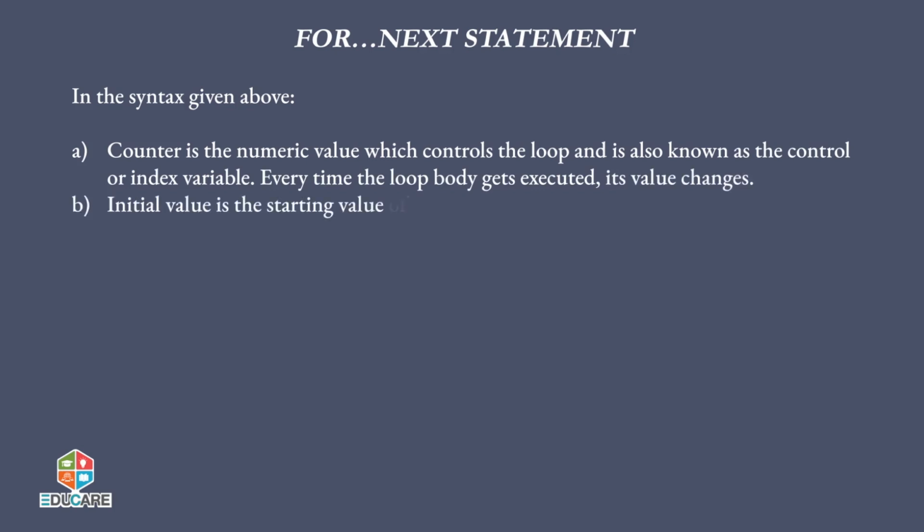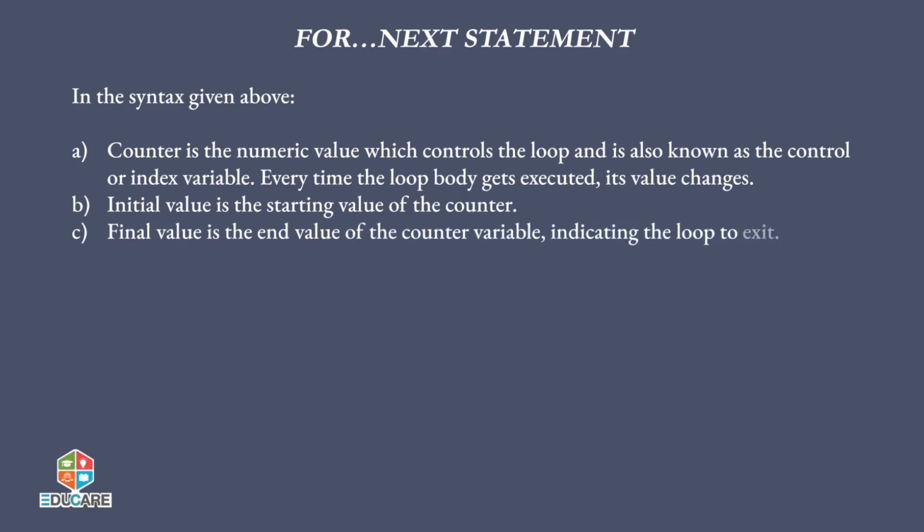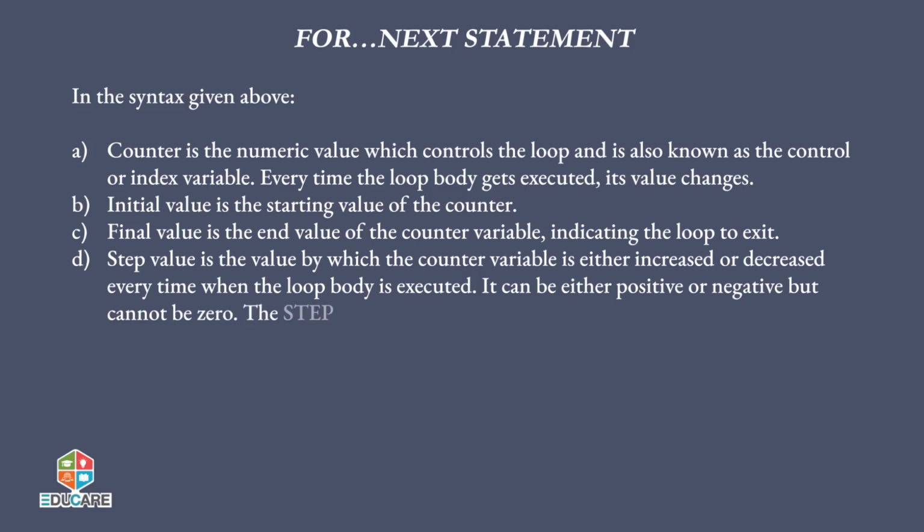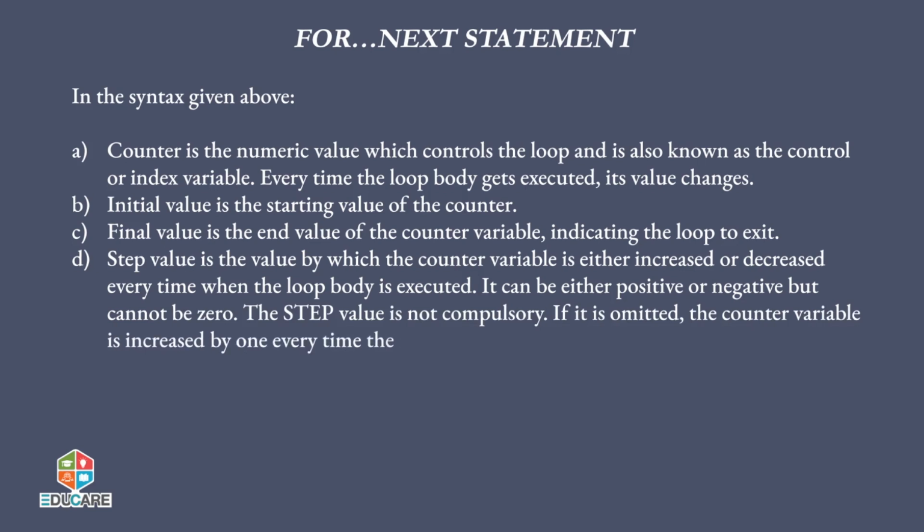Initial value is the starting value of the counter. Final value is the end value of the counter variable, indicating the loop to exit. Step value is the value by which the counter variable is either increased or decreased every time the loop body is executed. It can be either positive or negative. It cannot be zero. The step value is not compulsory. If it is omitted, the counter variable is increased by 1 every time the loop is executed. The NEXT statement is the end of the loop.